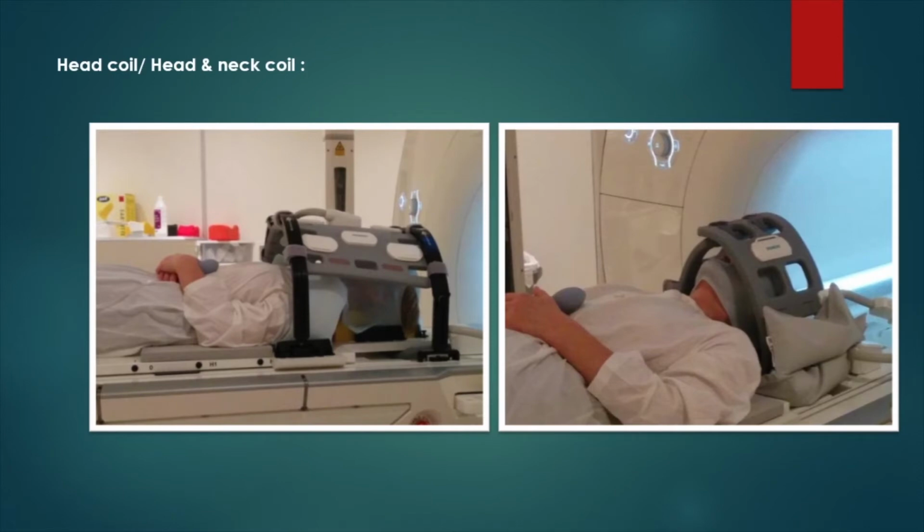So this is the image showing the head coil and head and neck coil. This is used for imaging the cranial anatomy, and the head and neck coil can be used for MR angiography when we have to image the head and neck pathologies.